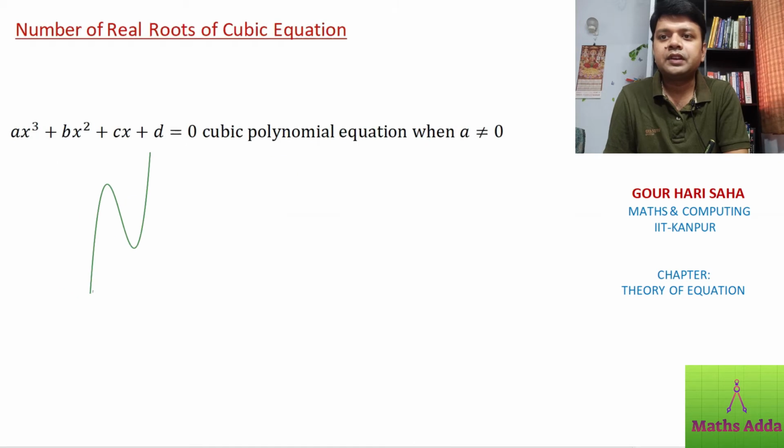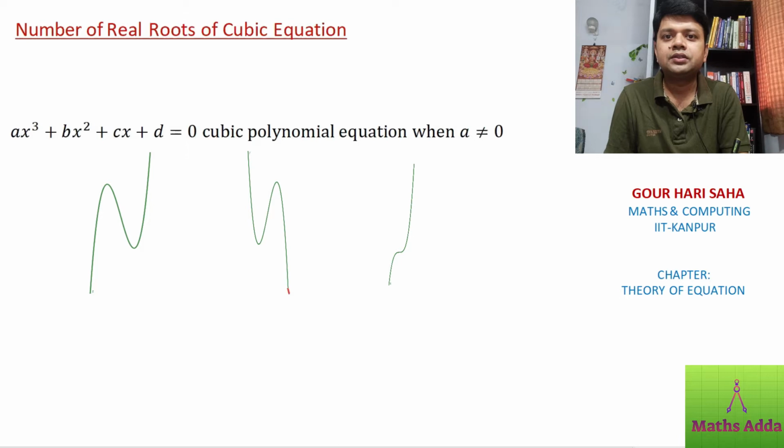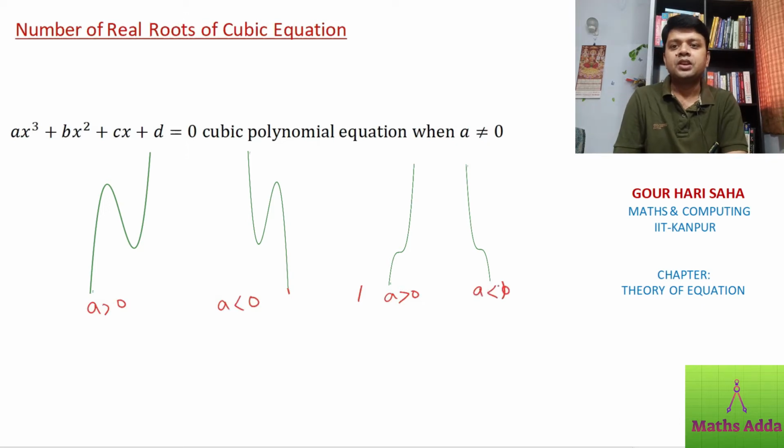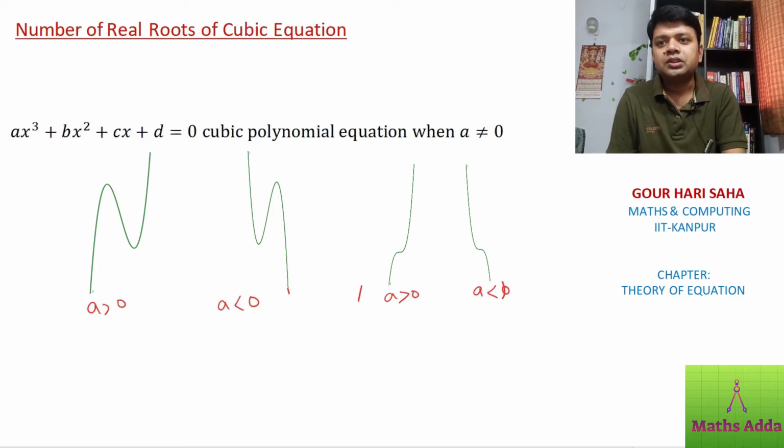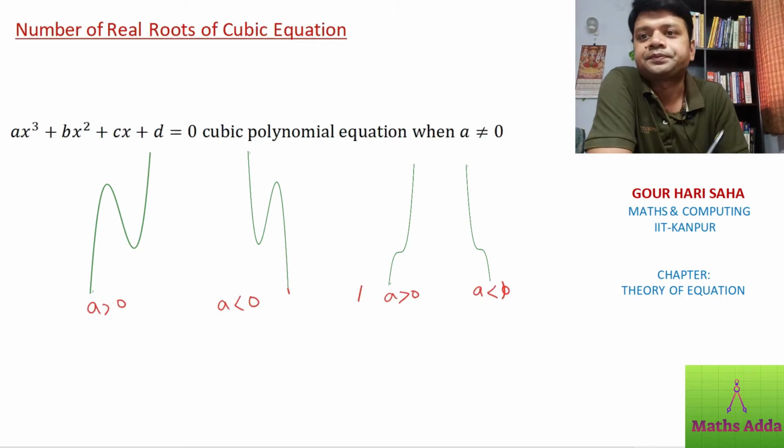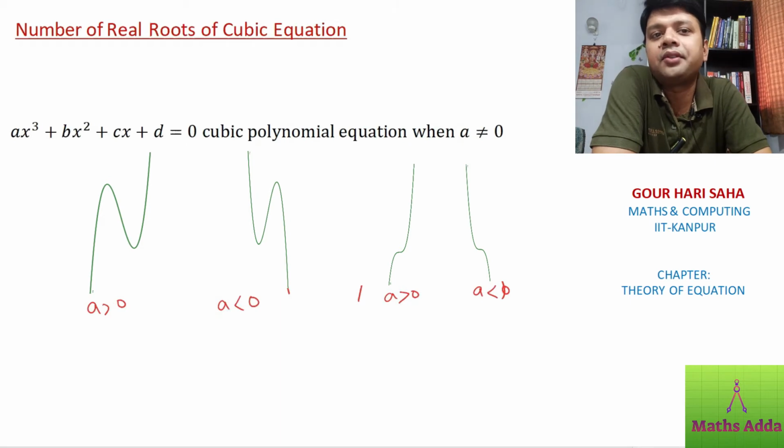The graph of a cubic equation will be like this one, or like this one, or like this one, or like this one. This is when a is greater than 0, this is when a is less than 0, this is when a is greater than 0, and this is when a is less than 0, right? This is just to show you how the graph of a cubic polynomial equation looks. So we will look at the graph of the cubic equation and see when it will have one real root, or two real roots, or three real roots.